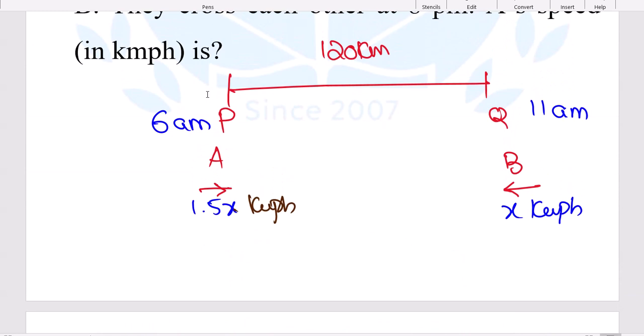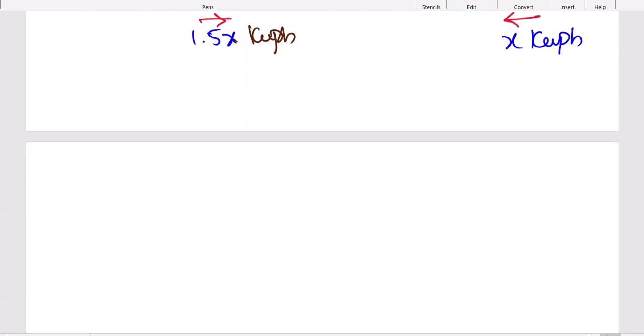Late time is 11 a.m. Among 6 a.m. and 11 a.m., the late time is 11 a.m. So at 11 a.m., what is the situation we should understand? When there are two different timings, again keep in mind, we should go with the late time. At 11 a.m., what is happening?